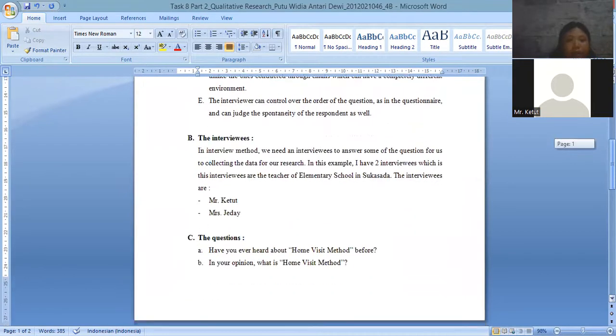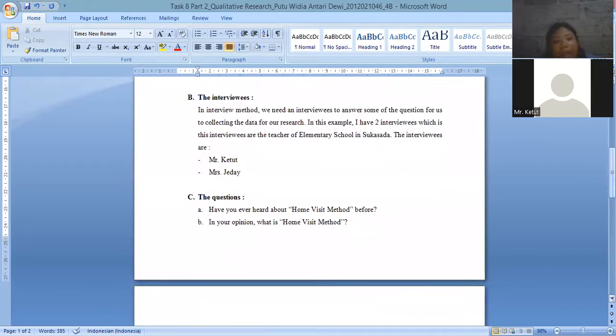The next one is about the interviewees. In the interview method, we need interviewees to answer some questions for us to collect the data. In this example, I have two interviewees, who are teachers of an elementary school in Sukasada. They are Mr. Ketut and also Mrs. Jedai.